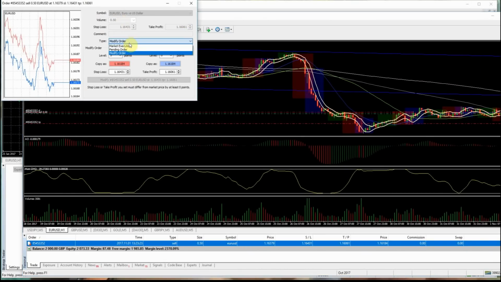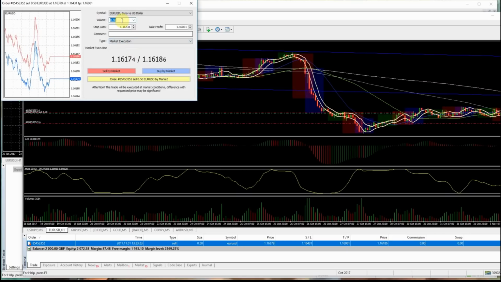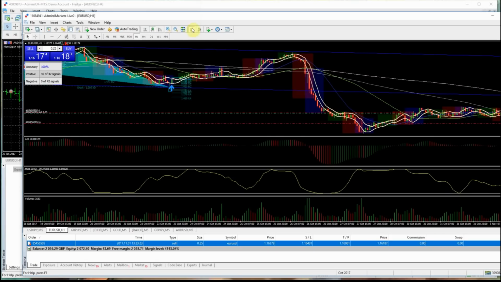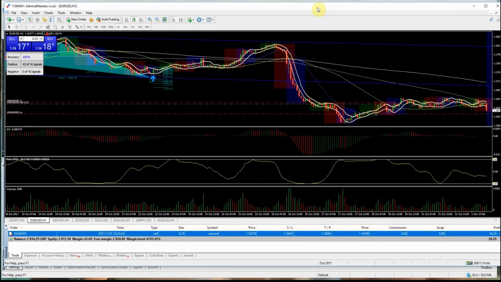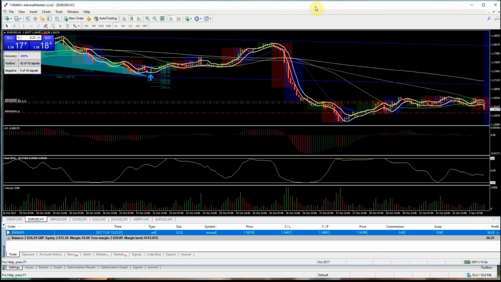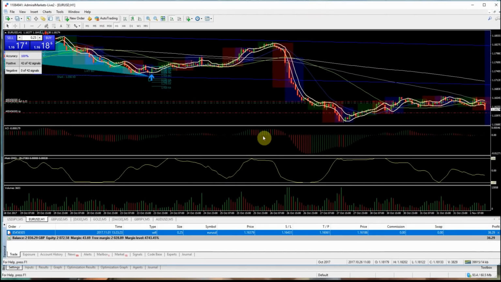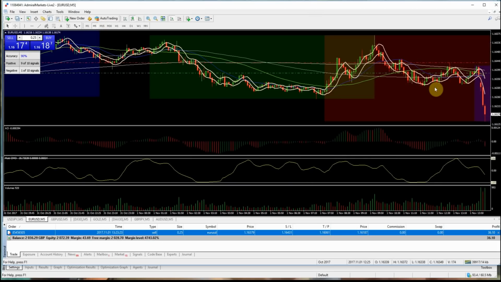So we need market execution, close down 0.25, close. Okay, so we've closed half the position down there, and we'll now go back to the 5-minute chart. Okay, so we've closed half off, and we can move the stop to break even. So around about there, looks good.